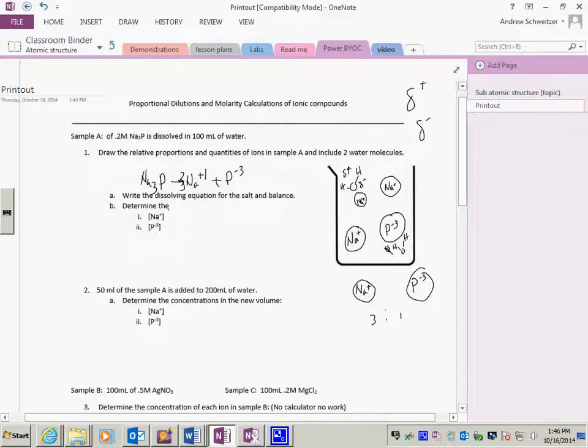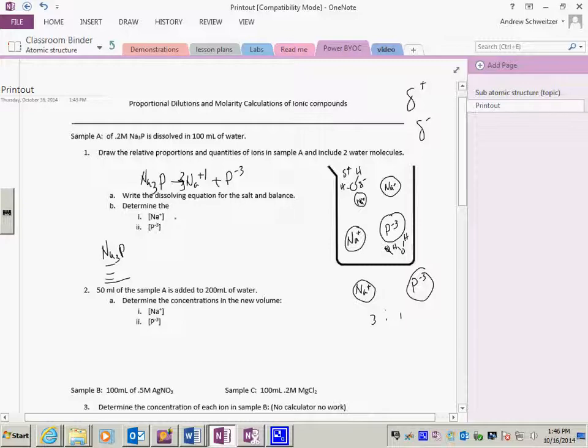All right. Determine the dissolving equation. I've got that already. It's right here. Determine the concentration of Na plus and the other ion in this solution. So in this case, Na3P. Notice they come in 3 to 1 ratios. So there's 3 sodiums for every 1 sodium phosphide.